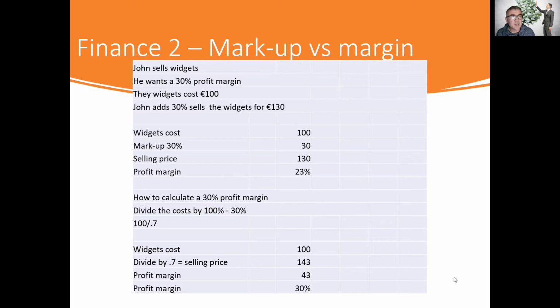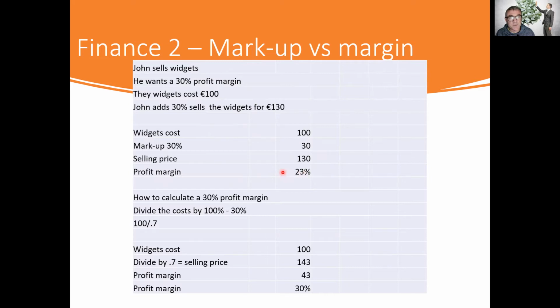Here is John. John sells widgets. He wants a 30% margin, and typically the widgets cost 100. So what does John do? He marks it up. He takes 100 and multiplies it by 0.3, or 30%, so his selling price is 130. He thinks he's got a profit margin of 30%, but actually his profit margin is only 23%.